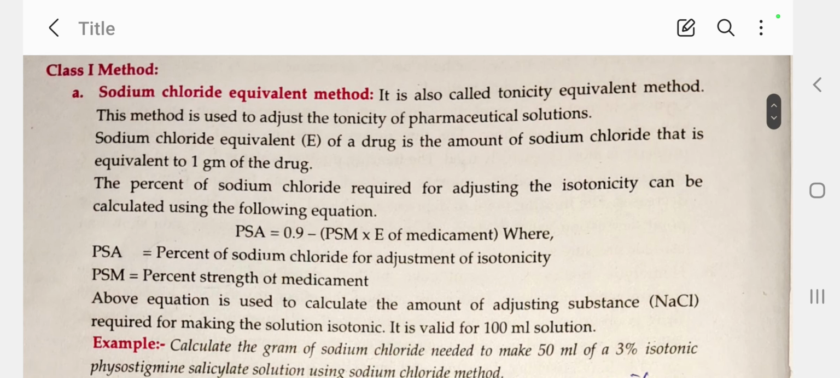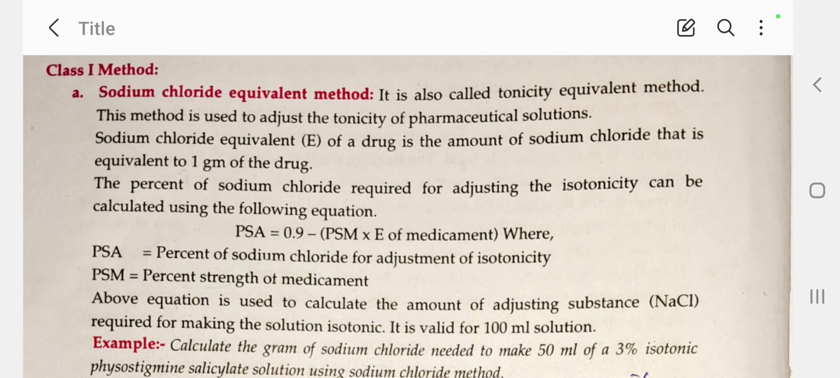How can we adjust the tonicity by calculation method? It is otherwise called the tonicity equivalent method. This method is used to adjust the tonicity of pharmaceutical solutions. Here the sodium chloride equivalent is denoted as E of a drug.